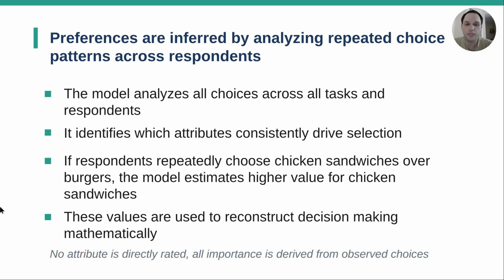Because each respondent makes many choices across many combinations, the model can statistically estimate how much each feature influences decisions, turning thousands of individual choices into numerical preference scores.